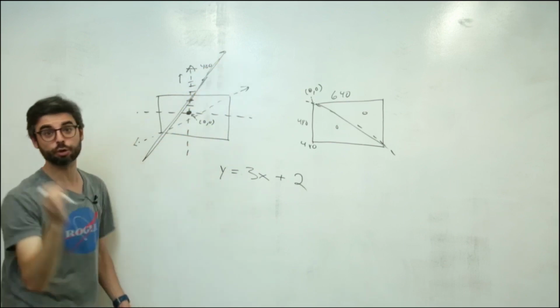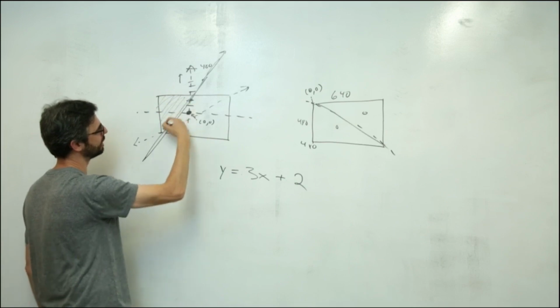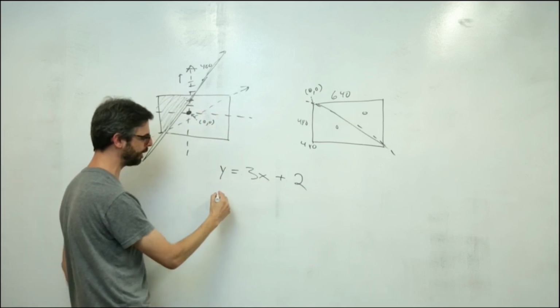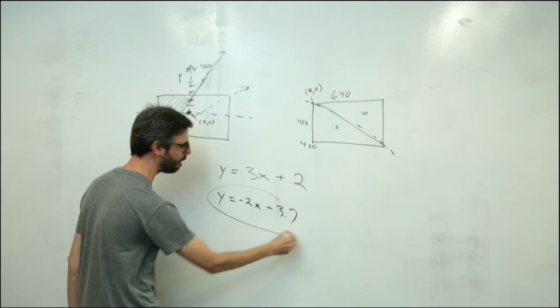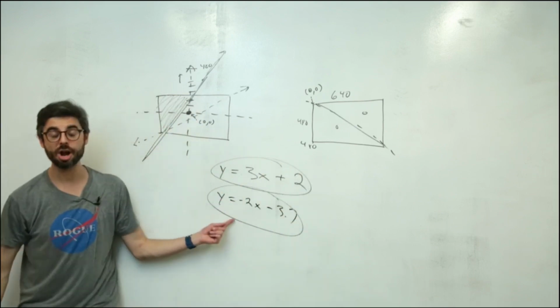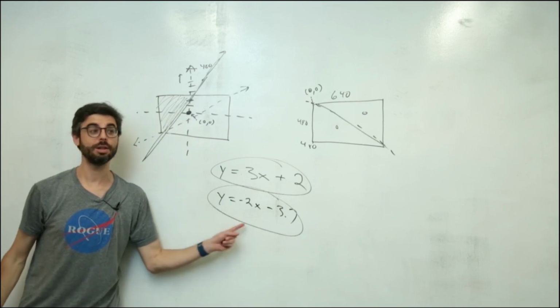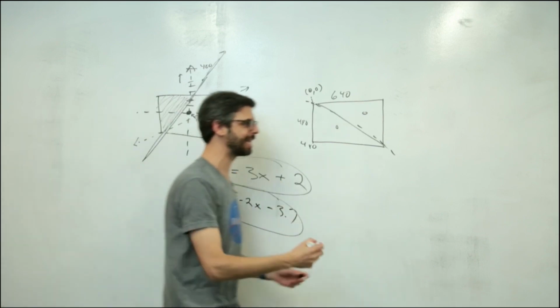So I want to be able to train the perceptron to recognize this versus this. And I want to be able to change this formula. I can make it negative 2x minus 3.7. I want to be able to have any generic formula for a line work with this example. So let's add that into the code.